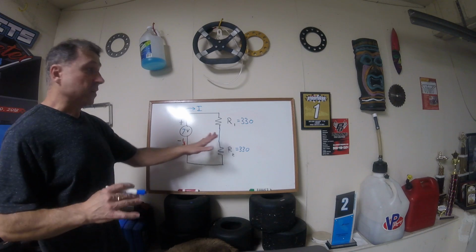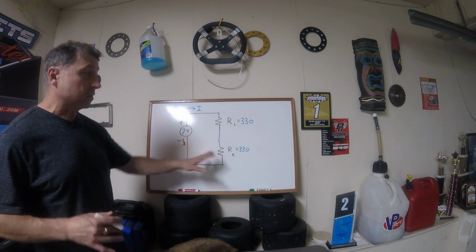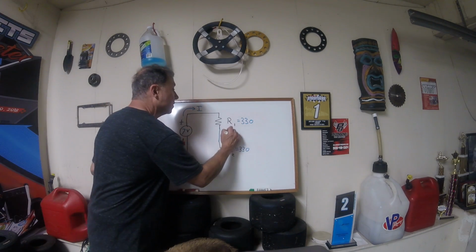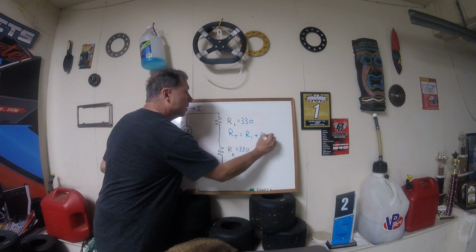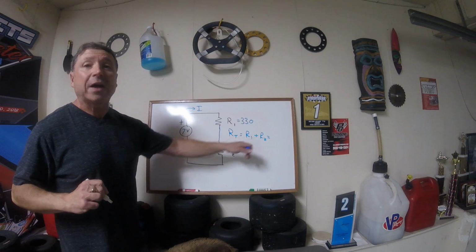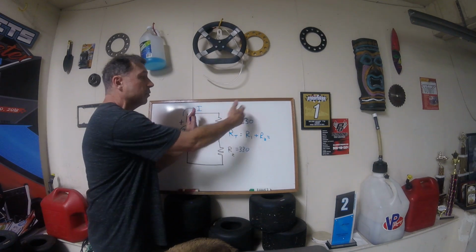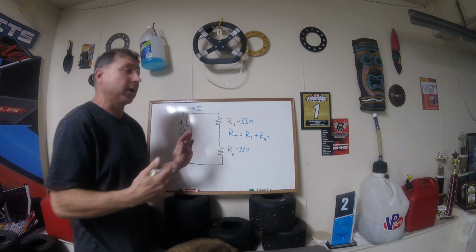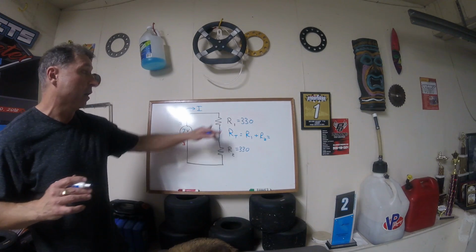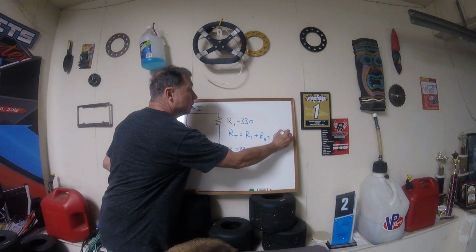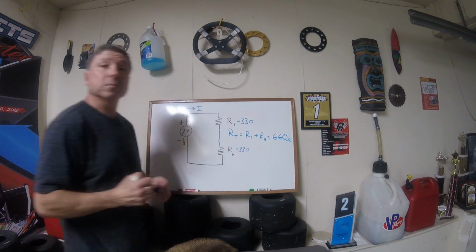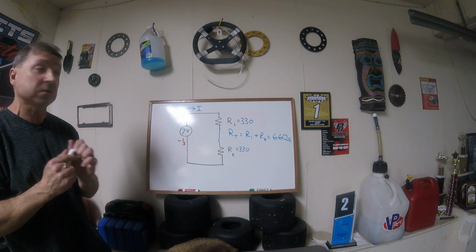So we're going to start with using the equivalent resistance or total resistance formula. So RT of the circuit is R1 plus R2. The resistors are in series, so you add them up. If they were connected together in parallel, the way household appliances are connected, it would be a different formula. R1 plus R2, 660 ohms. Like so, 660 ohms, that's the total resistance.